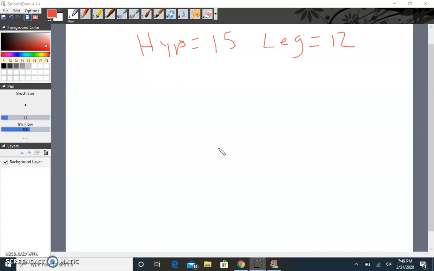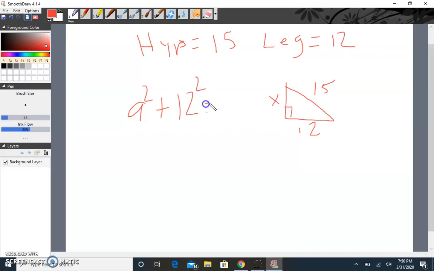It gives us words: hypotenuse 15, the leg is 12. Okay, so if we draw out a triangle, our hypotenuse is 15, our leg is 12, and we've got to find out what that missing variable is. So we figure it out with a squared plus 12 squared equals 15 squared. So a squared plus 144 equals 225. 15 times 15 is 225.